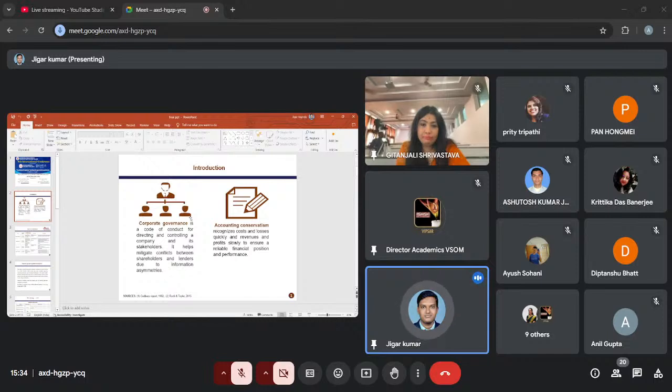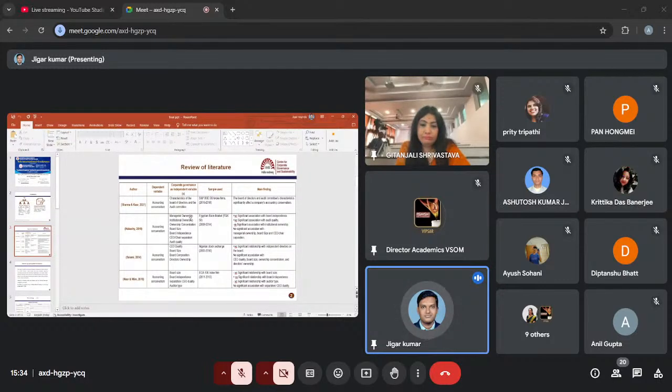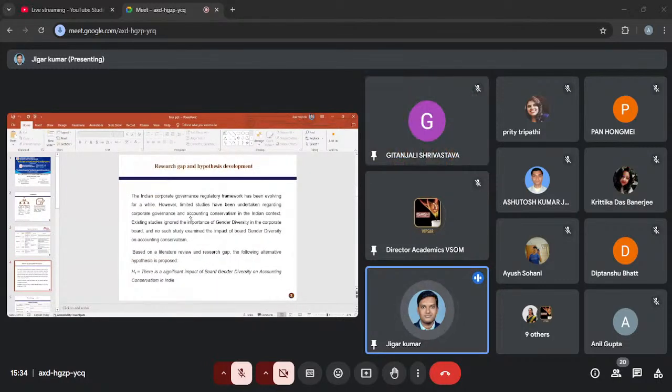And based on this research question and research objective, I did some literature review, and I found that in India, the corporate governance regulatory framework has evolved for a while. However, limited study has been undertaken regarding corporate governance and accounting conservatism in the Indian context. Existing studies, or you can say past studies, ignore the importance of gender diversity in the corporate board, and no such study examines the impact of board gender diversity on accounting conservatism. So here my hypothesis is: is there any significant impact of board gender diversity on accounting conservatism in India?